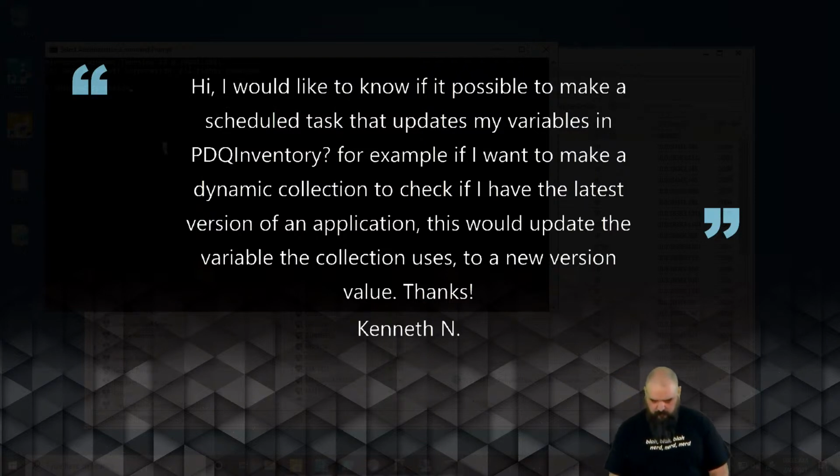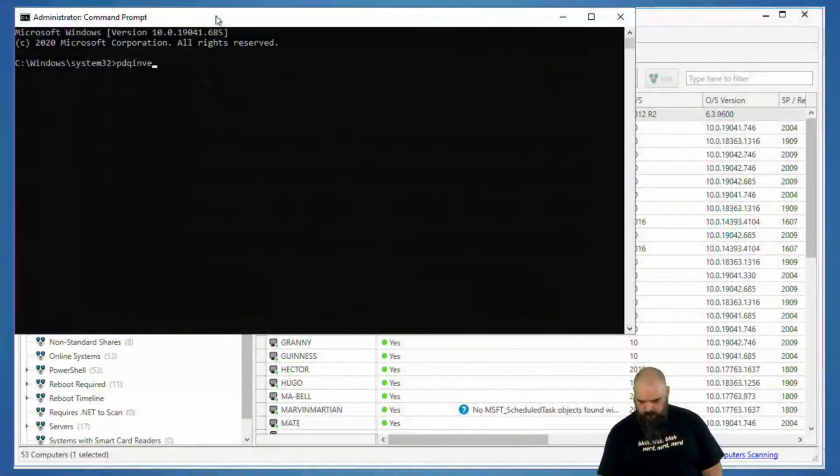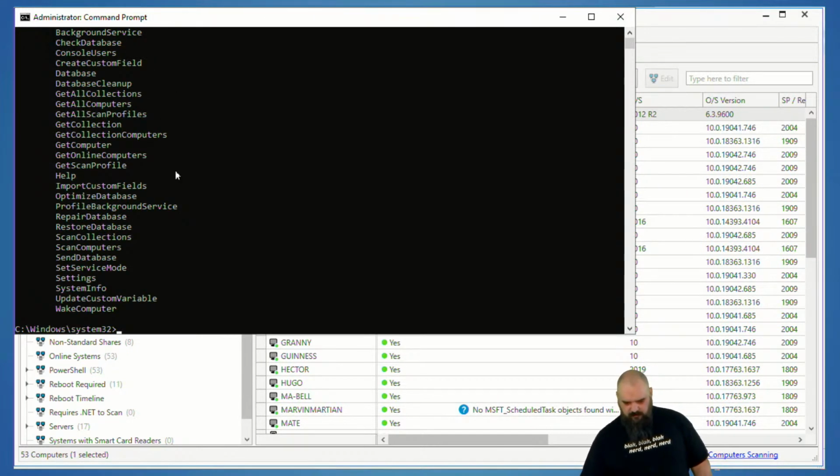Absolutely. We have built-in command line tools, so you could run this as a command or PowerShell. Just make sure you run the command in PowerShell specifically. If you look at PDQ Inventory, you can see the list of commands, and one of these is update custom variable. So the scheduled task can run that to update it. As far as where you're grabbing the information to update it with, that's going to be up to you, but you can pipe it into that command line and it will update the variable on the product.